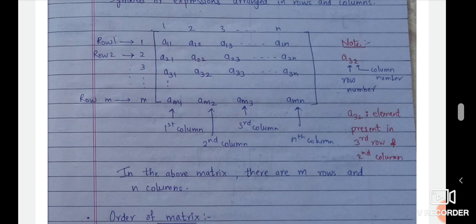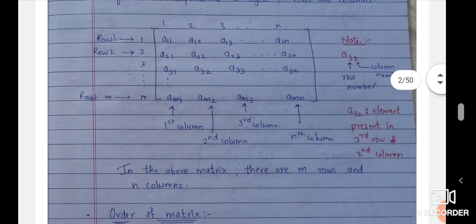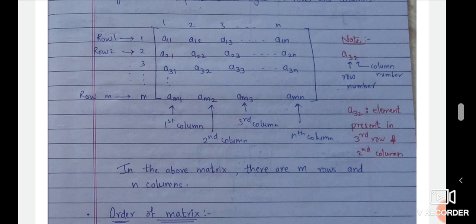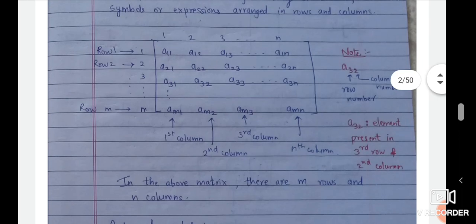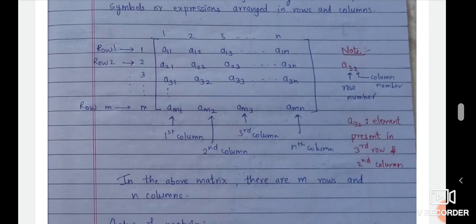Now your row number is what? M. Then if the element is present in the first column, what do we write? Am1. Because that element is present in the mth row, but it is in the first column. Same thing if I want to write the element in the mth row but in the third column, what should I write? Am3. Where the element is present in the mth row, but it is in the third column. Understood? In this way, you can identify the elements of the matrix. Here in the given matrix there are total m rows and n columns. Just keep in mind your rows are always horizontal while your columns are vertical.